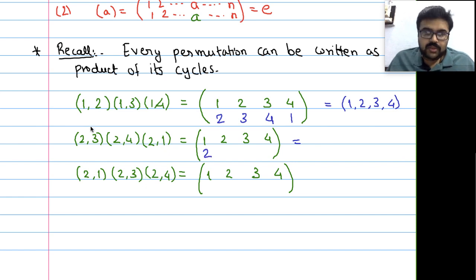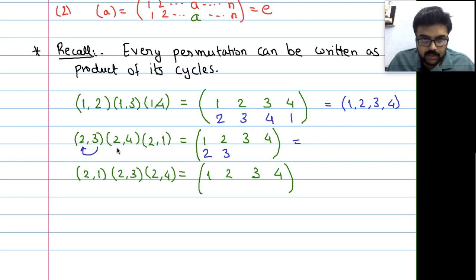Now comes 2. Start with the first cycle. 2 goes to 3 here. So 2 goes to 3. Now come to the second cycle. 3 is not there, so 3 goes to 3. Third cycle, 3 is not there, so again 3 goes to 3. So finally this is 3. What about 3? The image of 3 is 2.